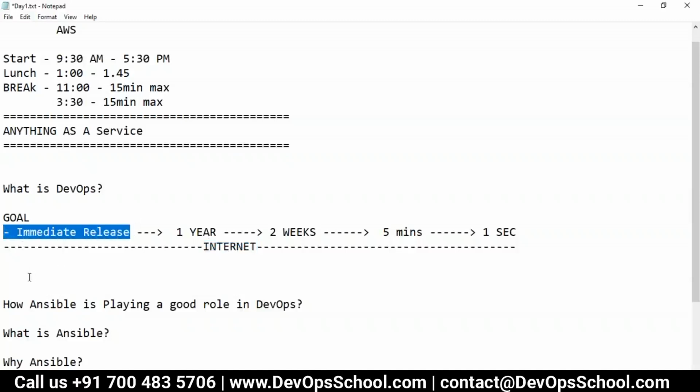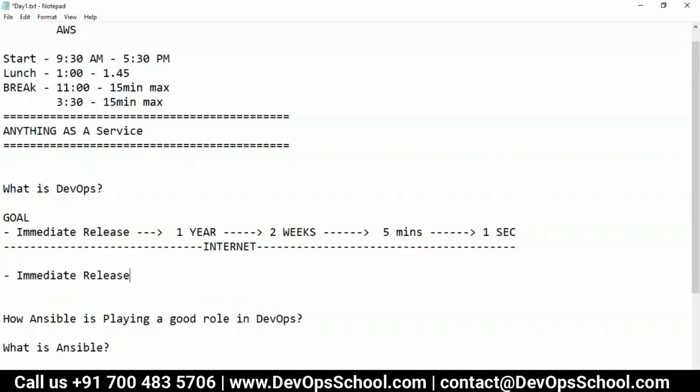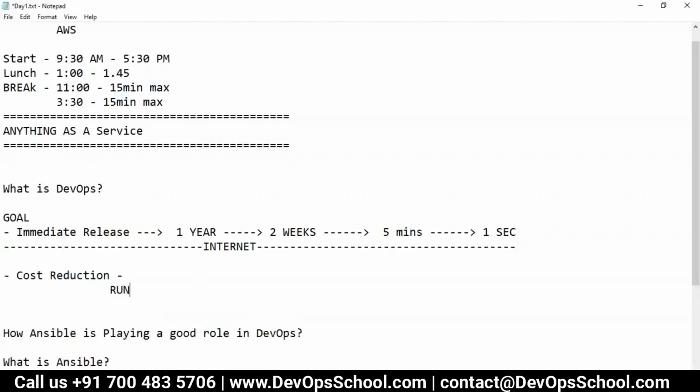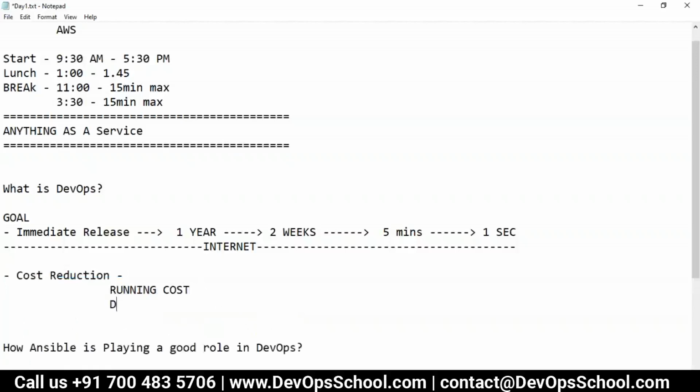The second goal is cost reduction. When I say cost reduction, that means reducing the software running cost for the internet, and reducing the software development cost. Two things are there: running cost and development cost.